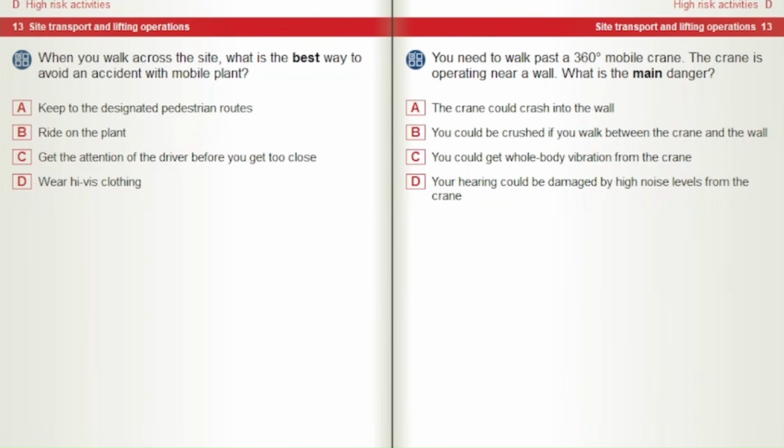When you walk across the site, what is the best way to avoid an accident with mobile plant? Keep to the designated pedestrian routes. Ride on the plant. Get the attention of the driver before you get too close. Wear high-vis clothing.